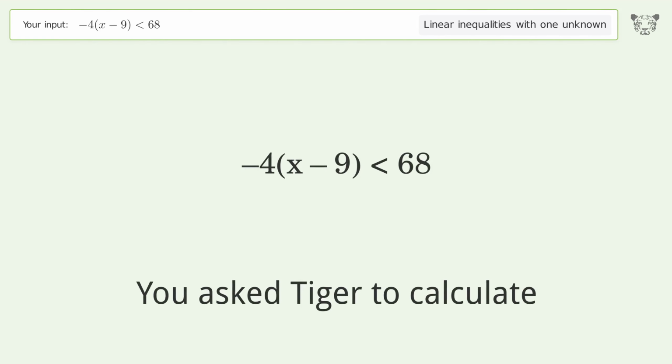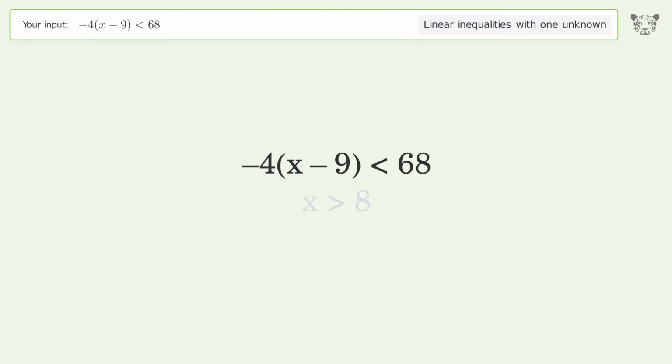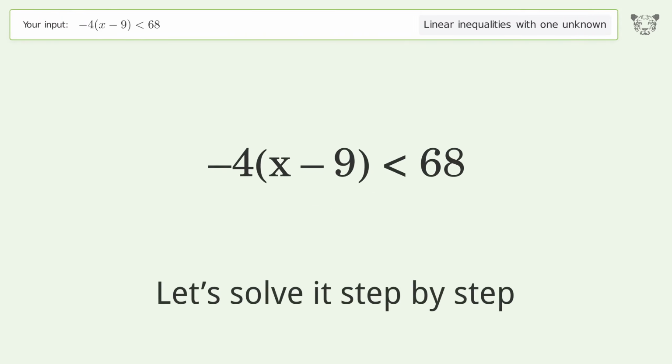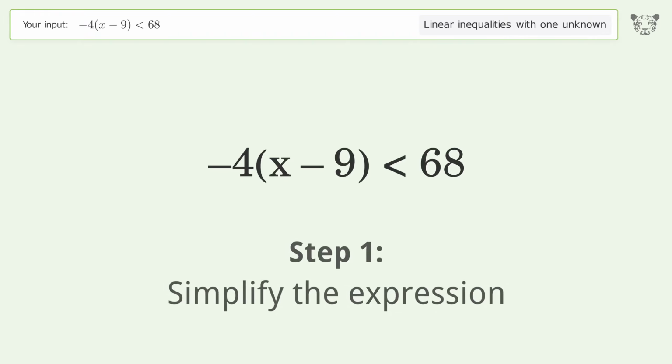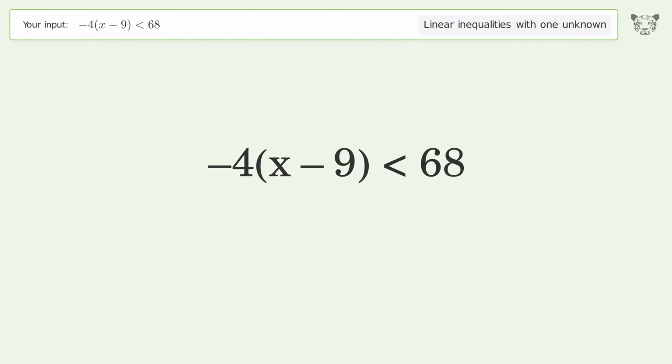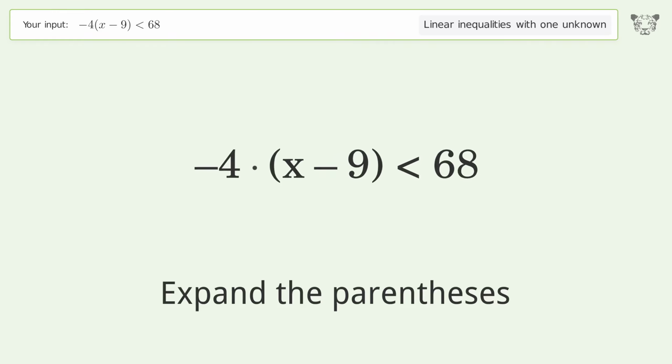You ask Tiger to calculate. This deals with linear inequalities with one unknown. The final result is x greater than -8. Let's solve it step by step. Simplify the expression. Expand the parentheses.